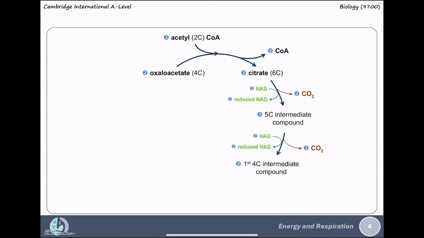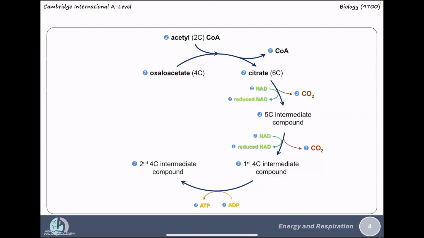The first 4-carbon intermediate compound is converted to the second 4-carbon intermediate compound, and during this process, ATP is synthesized. There is a direct transfer of the phosphate group from the first 4-carbon intermediate compound to ADP to form ATP. This mode of phosphorylation is known as substrate-linked phosphorylation, where ATP is formed during the Krebs cycle.